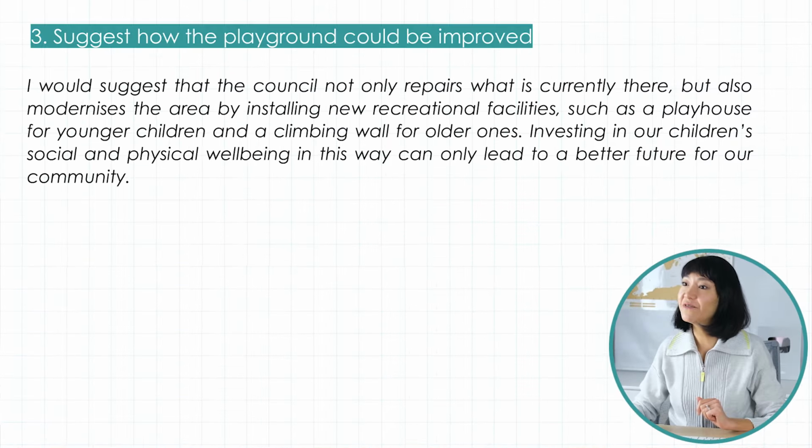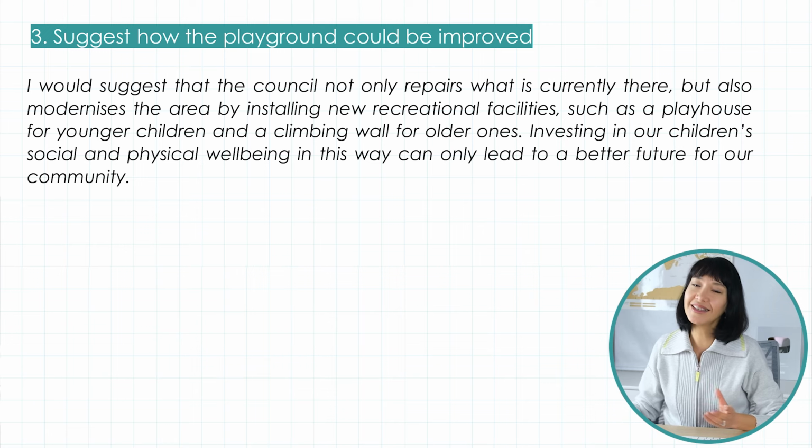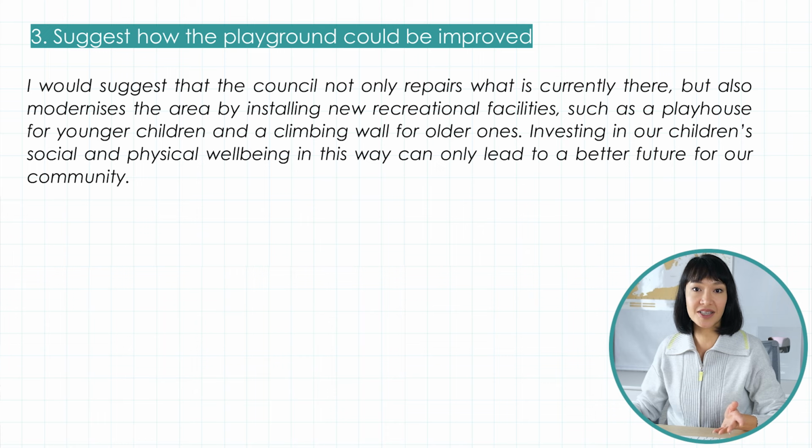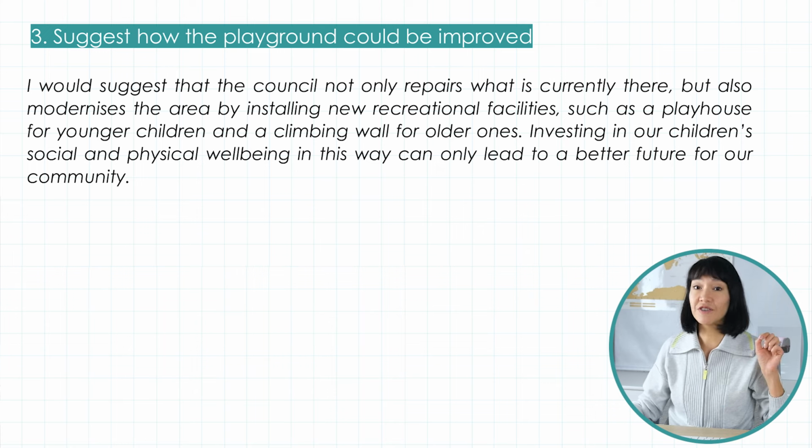Next. Investing in our children's social and physical well-being in this way can only lead to a better future for our community. The second sentence is a kind of summing up, a message to the readers that underlines the importance of keeping the site as a playground. It starts off with another gerund, investing, and links to the prospect of a better future. This sentence refers back to what was said at the start of the letter, that it's all for the benefit of the local children.